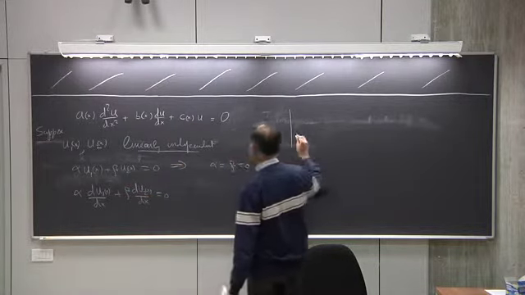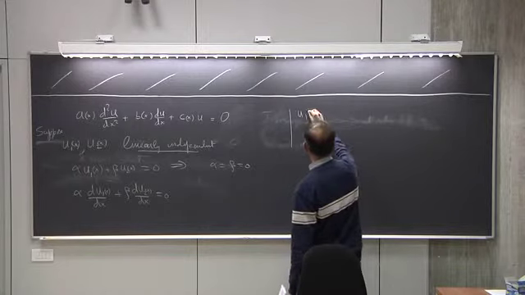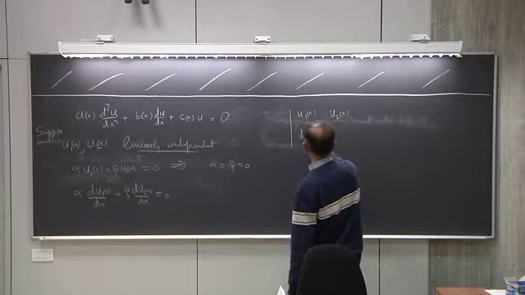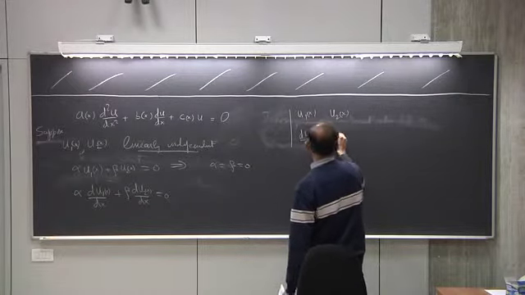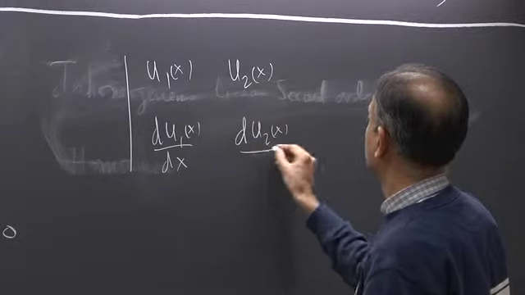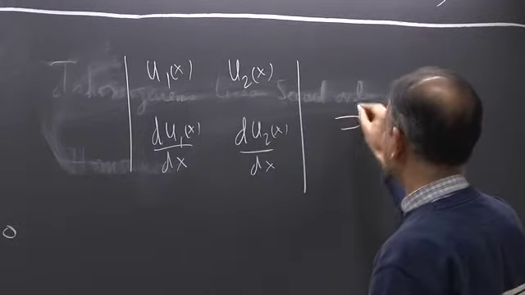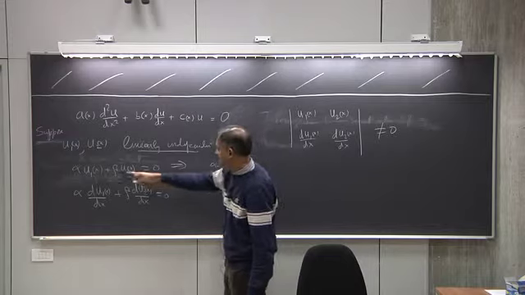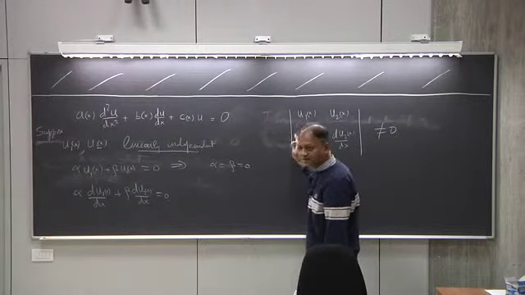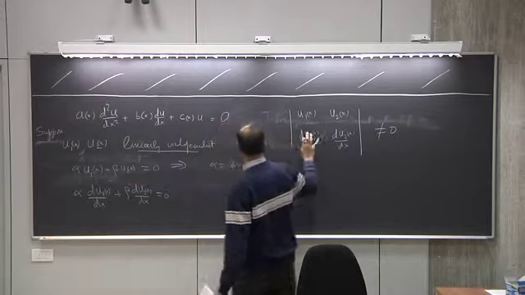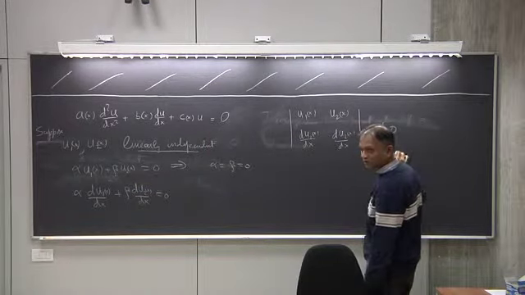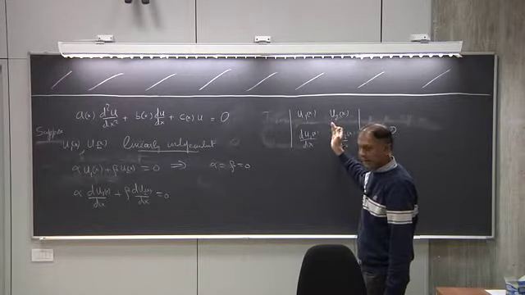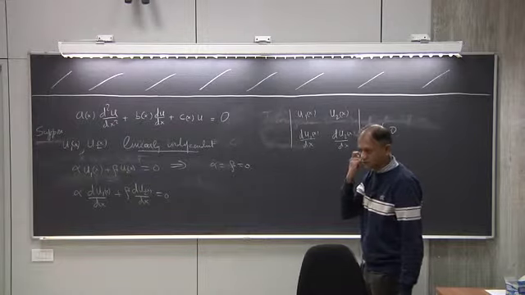So then the determinant of these coefficients, which is u1x, u2x, du1x by dx, and du2x by dx, if this determinant is not equal to 0, then this is guaranteed. Because then you can invert this coefficient matrix, and you get this matrix acting on alpha, beta equal to 0, 0. If this determinant is not equal to 0, then it's invertible, and the only possible solution is alpha equal to beta equal to 0.